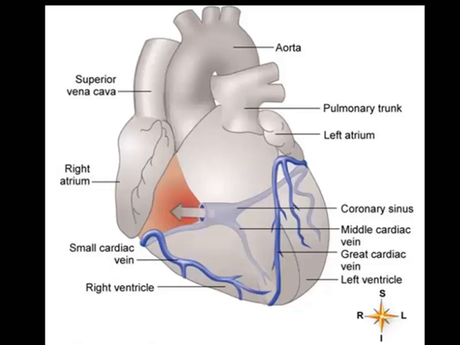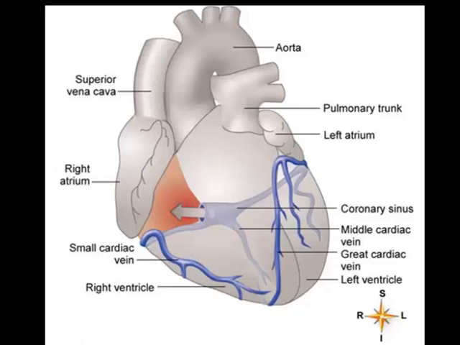We have tributaries of the coronary sinus. We have the great cardiac vein, the small or right cardiac vein, the middle or posterior cardiac vein, the left posterior ventricular vein, and the oblique vein of the left atrium. Again, all of these are tributaries of the coronary sinus.